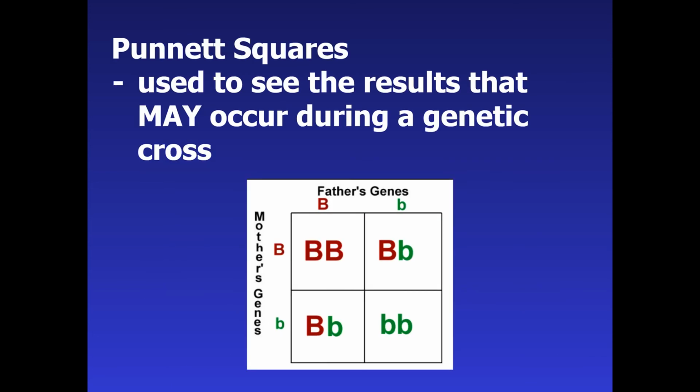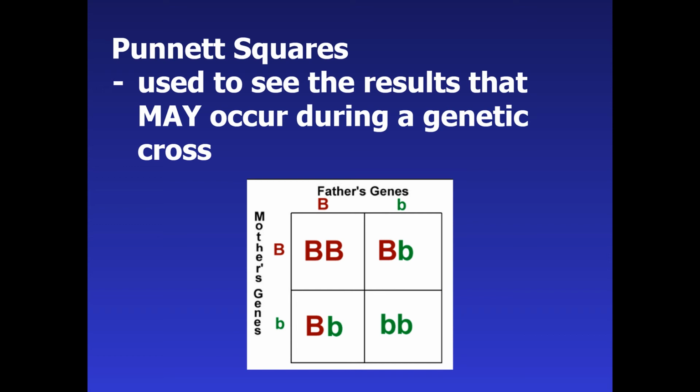So these are Punnett squares. These should look familiar to you. And Punnett squares are used to predict the traits of offspring between two parents. They predict results that may occur. Now, are these foolproof? No.